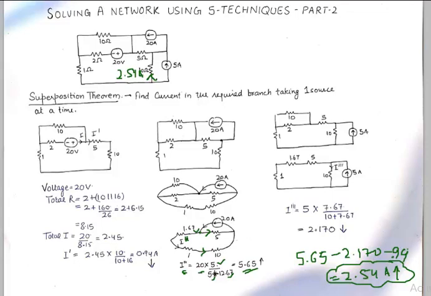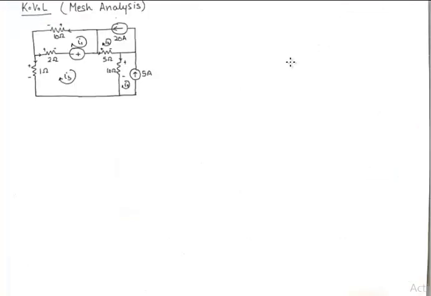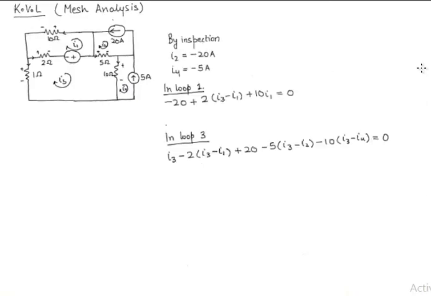Now next we take up mesh analysis. In mesh analysis we can clearly see that there are 4 meshes, and I've labeled the currents I1, I2, I3 and I4 there. And by inspection you can see that the loop current I2 is equivalent to minus 20 amperes because the direction of this current is opposite to that of the loop current, and I4 by inspection turns out to be minus 5 ampere, and the direction of the loop current is opposite to the independent branch's current.